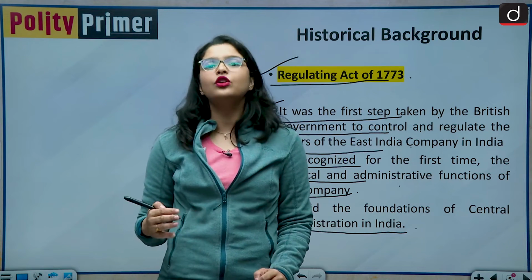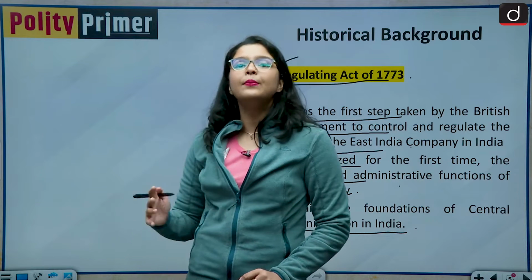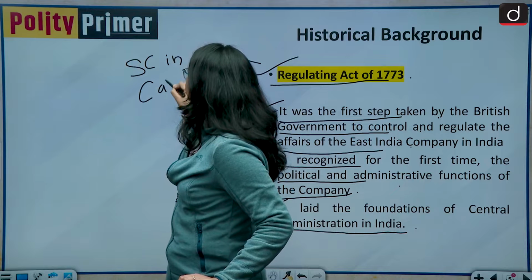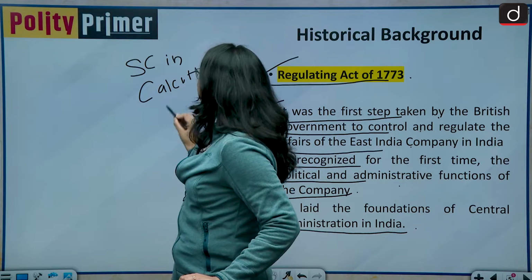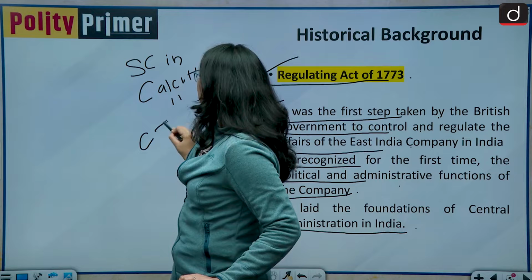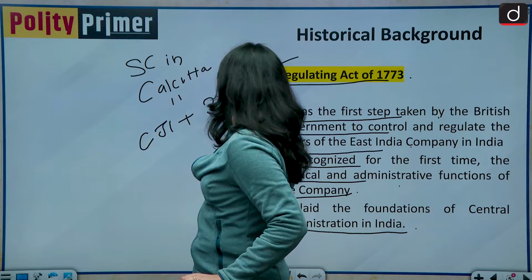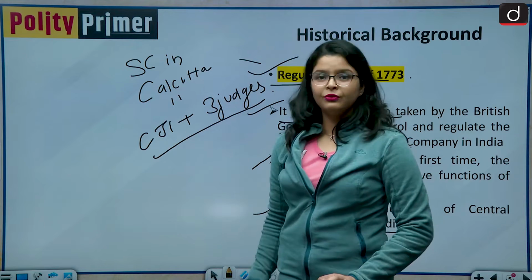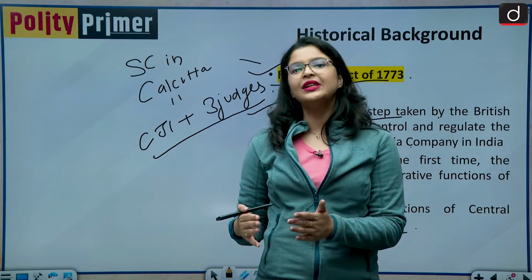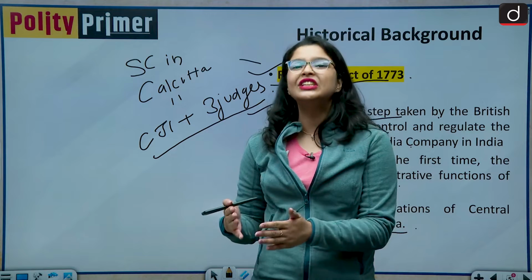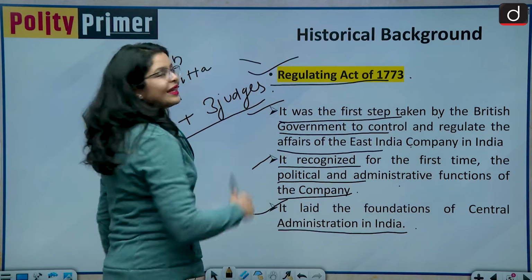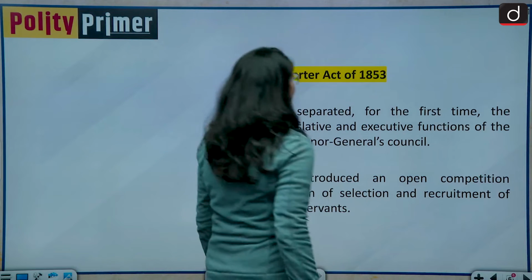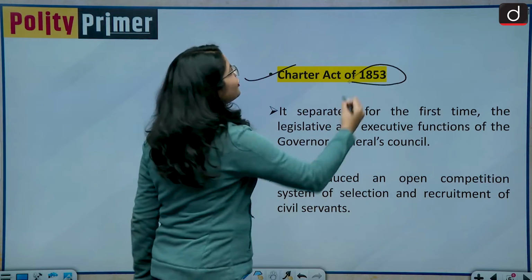This Regulating Act of 1773 is also important because it established the Supreme Court in Calcutta. At that time there was just one CJI plus 3 judges. So whenever there is a question in your examination asking through which act the Supreme Court was established, you will mark the answer as Regulating Act of 1773.